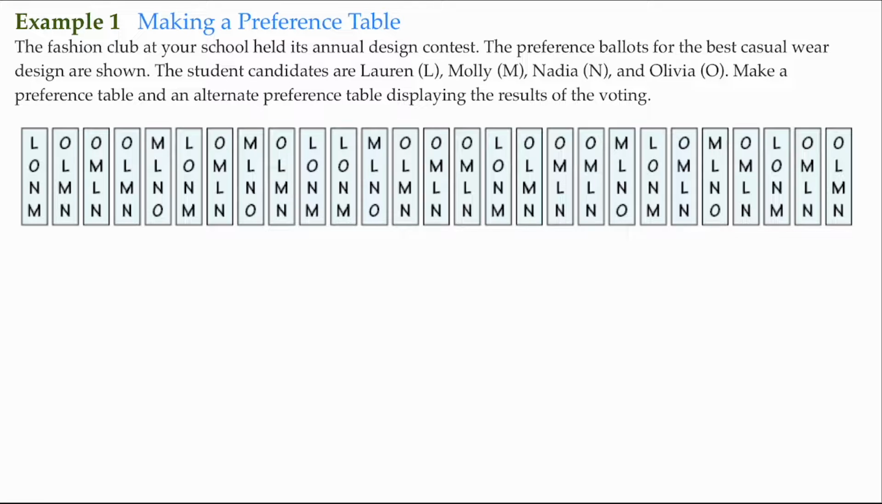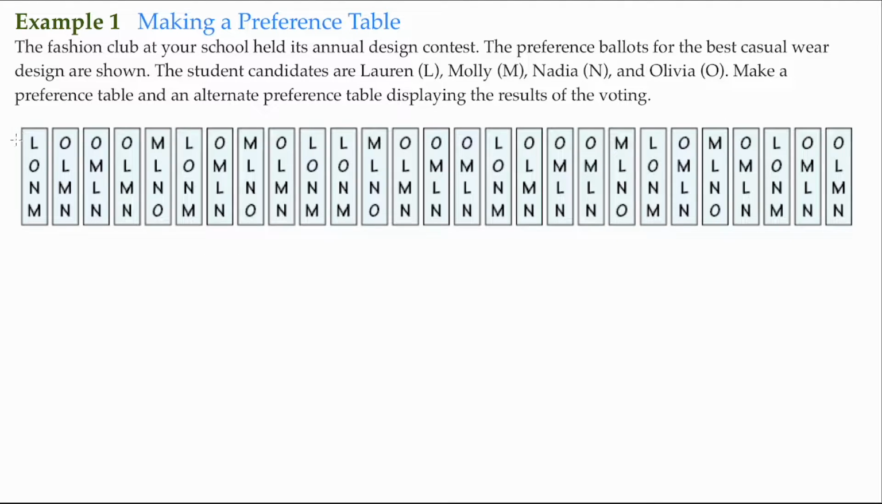So this one says, the fashion club at your school held its annual design contest. The preference tables for the best casual wear design are shown. The student candidates are Lauren L., Molly M., Nadia N., and Olivia O. Make a preference table and an alternate preference table displaying the results of the voting. And of course, what we see here is these are the ballots that were cast.